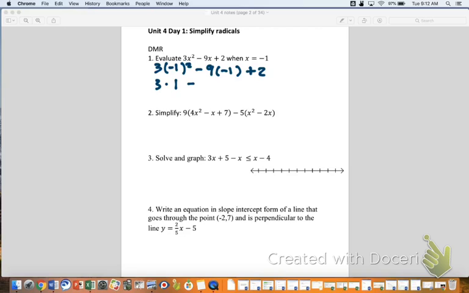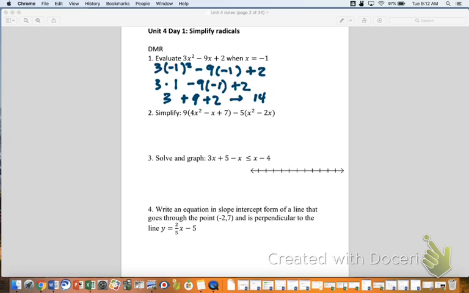And then I'll just continue on with this. Now we're going to do our multiplication, having done our exponents, following that PEMDAS pattern. Of course, 3 times 1 is 3. What about that second term? What do you get for that? Positive 9, yeah. So +9 plus 2. The only thing remaining is addition. 3 plus 9 is 12, plus 2 gives me a final value of 14.